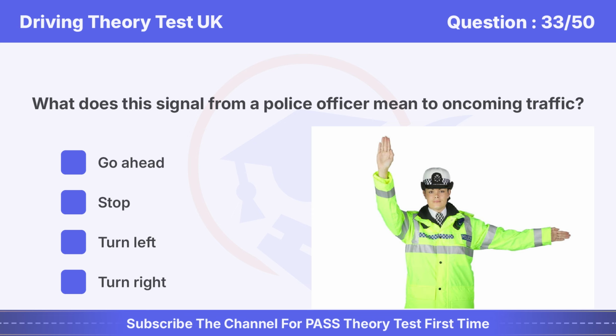Question 33. What does this signal from a police officer mean to oncoming traffic? Option A. Go ahead. B. Stop. C. Turn left. D. Turn right.